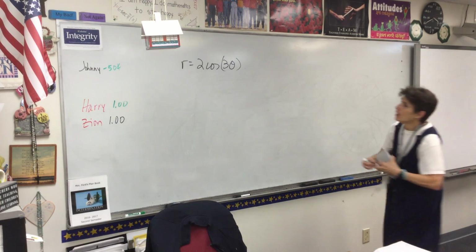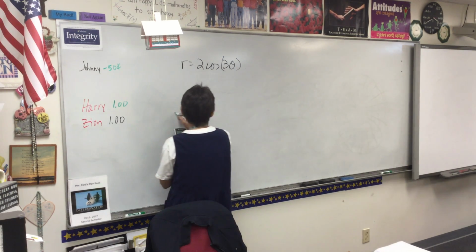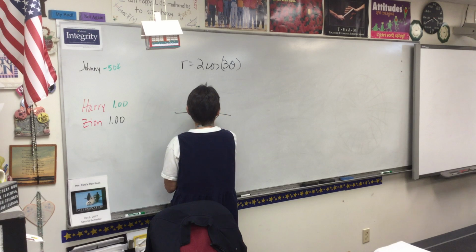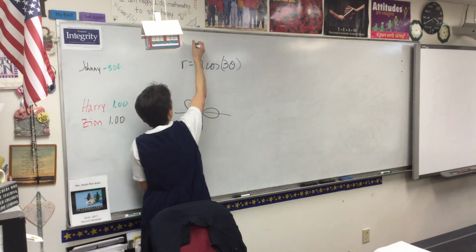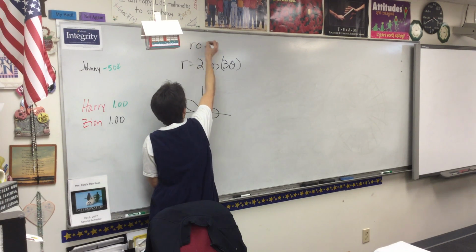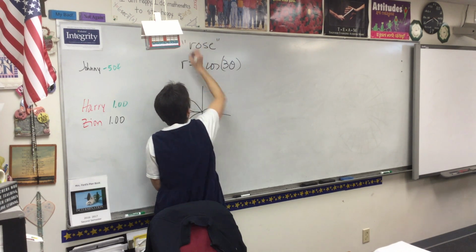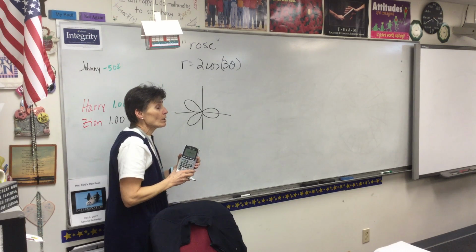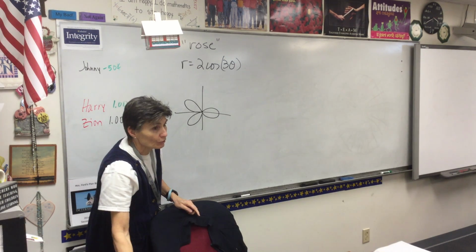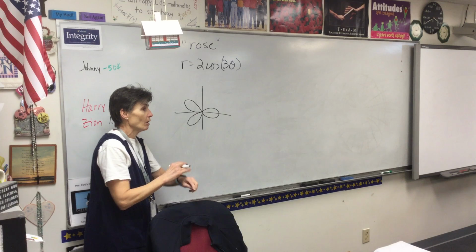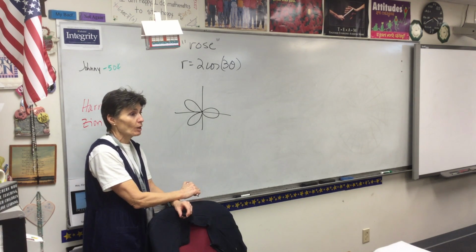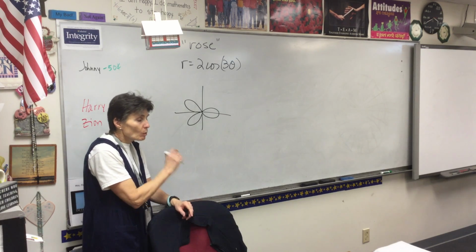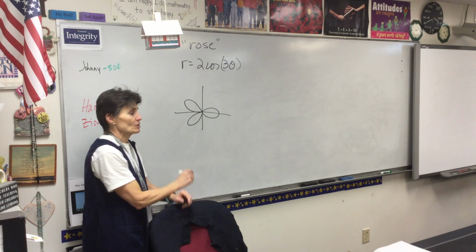It's called a rose. You should have gotten a shape that looked like this. It's called a rose. There are 4 classical curves. We're going to hopefully get to all of them today. And the first one we're talking about is the rose. Now, I want you to make some observations about this rose.